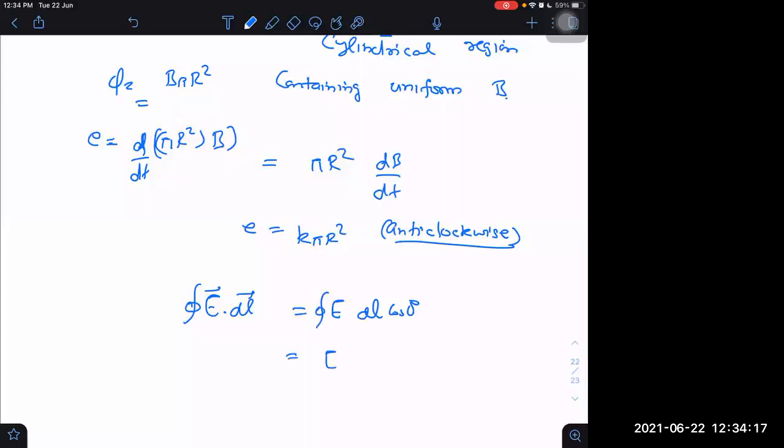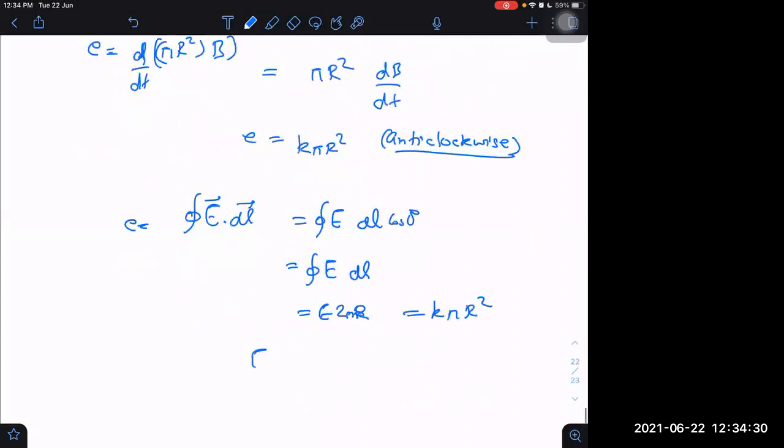What would that be? That would be E into dl, which is E into 2 pi r. But we already know this was the EMF, K into pi r square. Then what will be the induced electric field? The induced electric field comes out to be K into pi r square divided by 2 pi r. Pi cancels, so it is Kr by 2. Kr by 2 is the answer. That is the induced electric field.